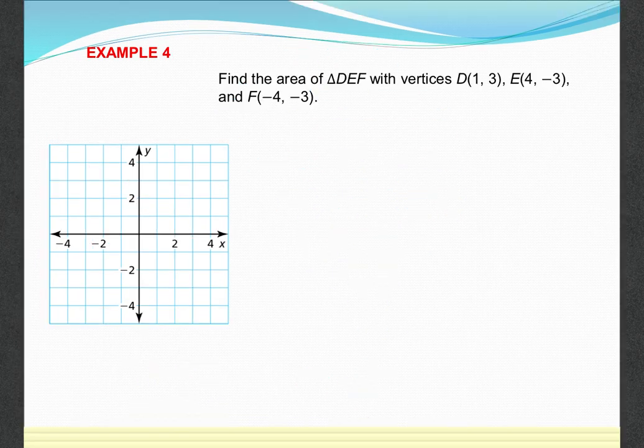Example 4 says, find the area of triangle DEF with vertices D (1, 3), E (4, -3), and F (-4, -3).